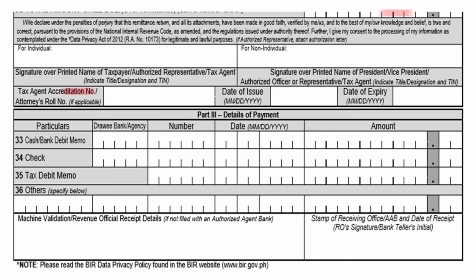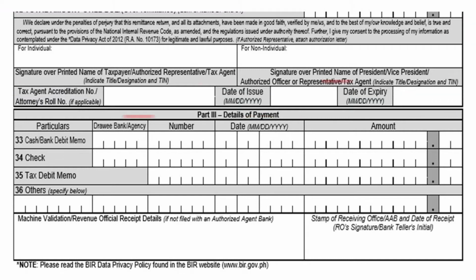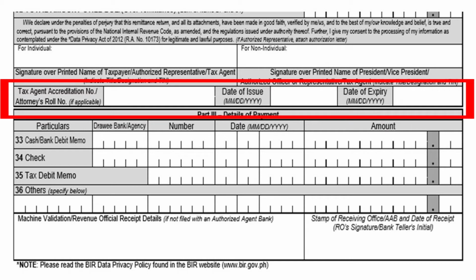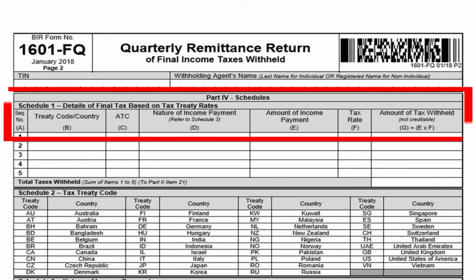And then signature over printed name of the authorized representative or tax agent, signature over printed name of the president or vice president for non-individual. The tax agent accreditation number or attorney's roll number, the date of issue and the date of expiry, and the details of payment. So for the quarterly remittance return of final income taxes withheld, you have the schedule or the details of final tax based on tax treaty rates. This is Part 4, the schedules.